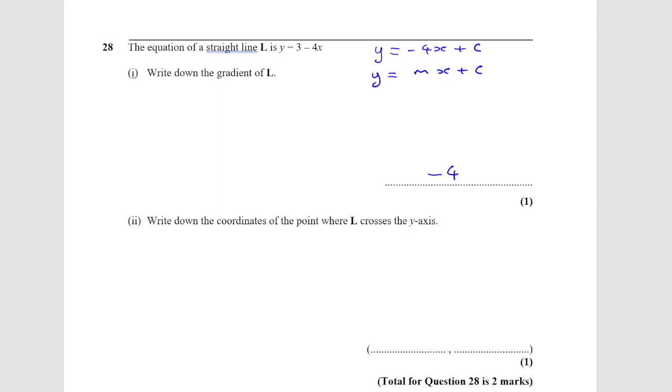And part 2, write down the coordinate of where the line crosses the y-axis. So that's going to be the intercept. So it's going to cross the line when x is 0 and y is equal to, I miswrote there, 3. So 0, 3.